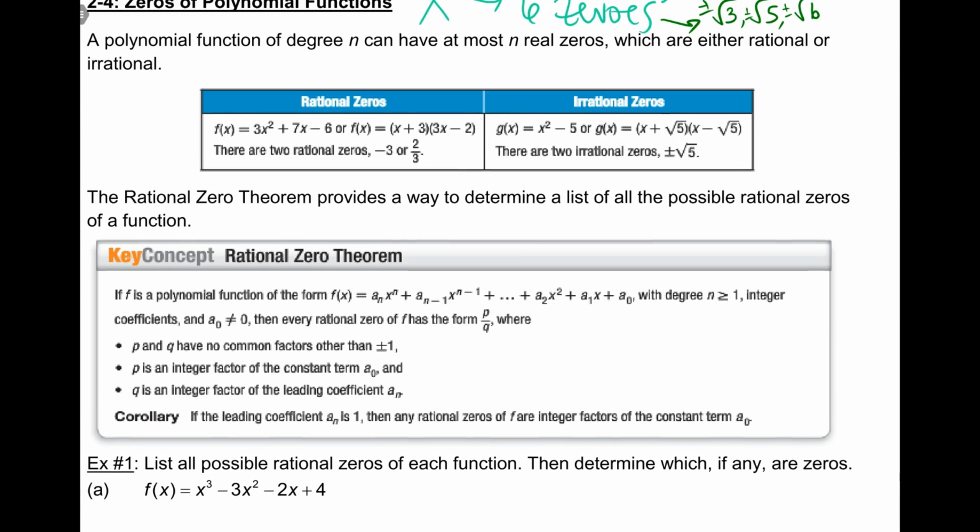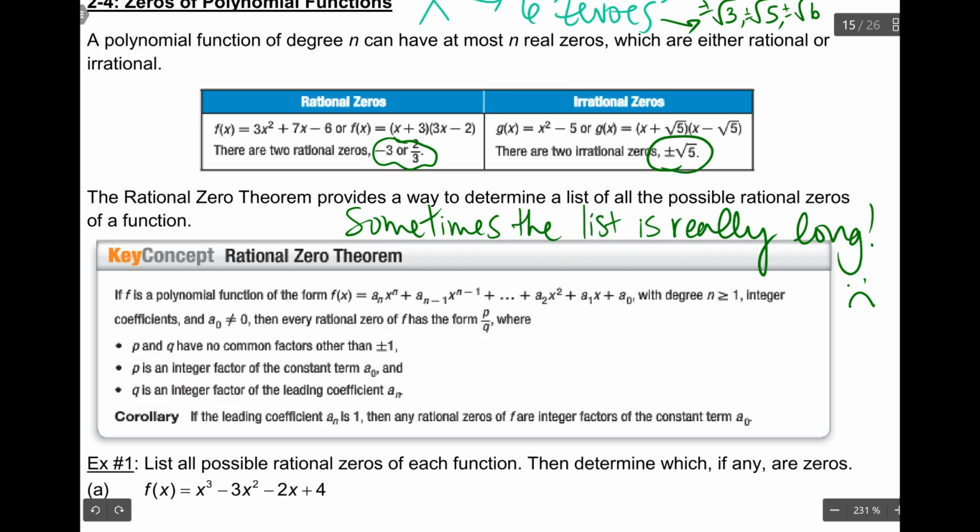The rational zeros, if you remember what rational means, can be written as a fraction. The decimals actually stop, versus irrational, which go on forever. So this is just showing how to factor and find the zeros. The rational zero theorem provides a way to determine a list of all the possible rational zeros of a function, but I have to warn you, sometimes the list is really long.